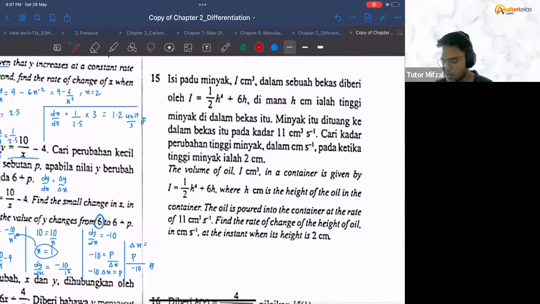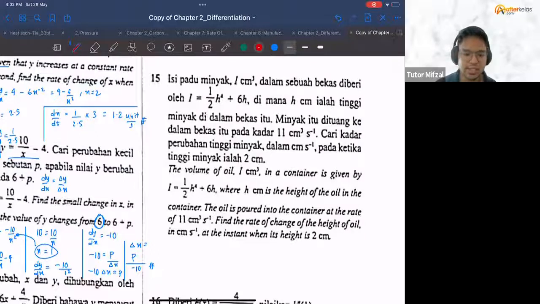The volume of oil, V centimeter cube, in a container is given by V equals 1 over 2 h to the power of 4 plus 6h, where h centimeter is the height of the oil in the container, and the oil is poured into the container at the rate of 11 centimeter cube per second. Find the rate of change of the height of oil in centimeter per second at the instant when its height is 2 centimeter. Again, we have to find the three y: what is given, what is asked, and what is the formula.